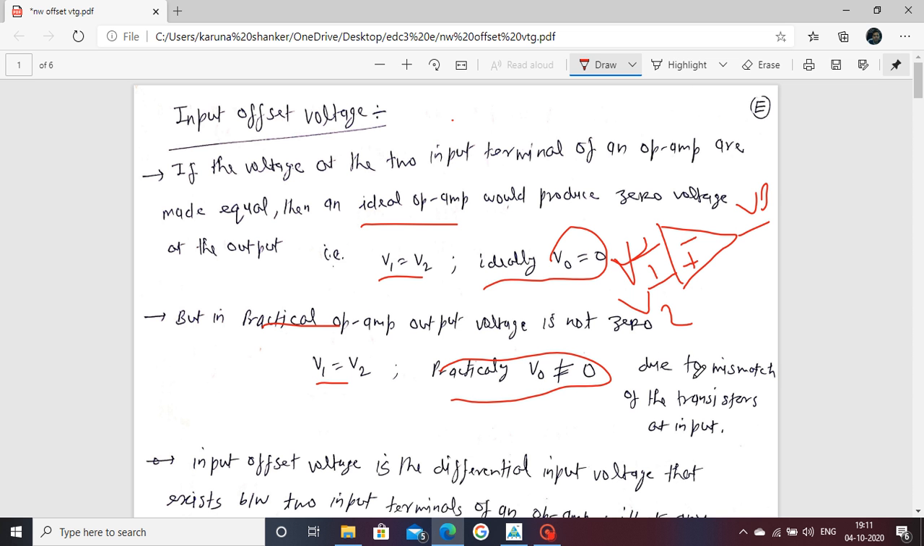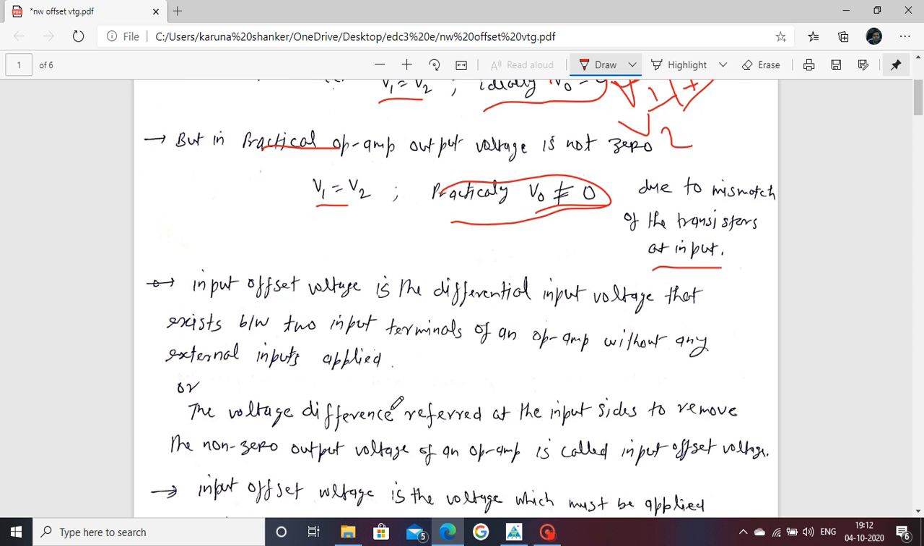The reason behind this is the mismatching of transistors at the input stage. We have seen the op-amp's internal block diagram, and the first stage is a differential amplifier. Two transistors are used to design a differential amplifier. The transistors included in the differential amplifier are mismatched. That's why the output is not 0 even when inputs V1 and V2 are equal.